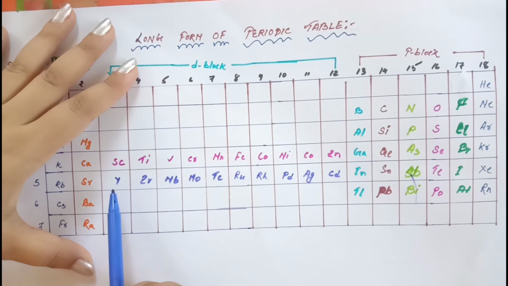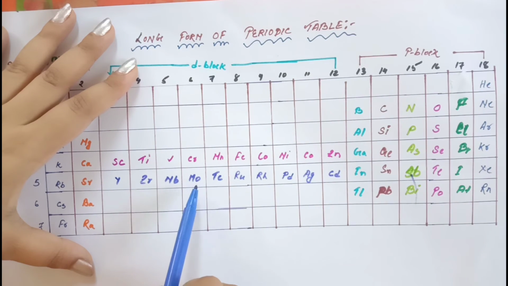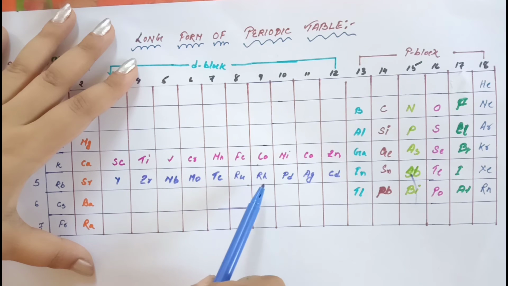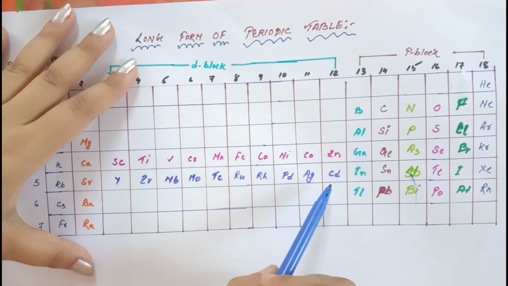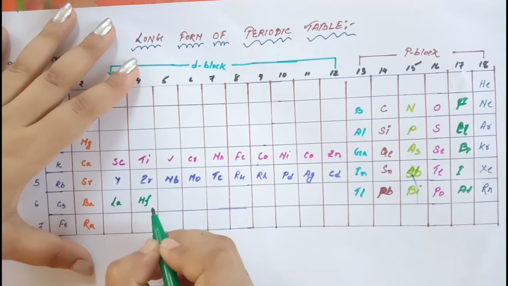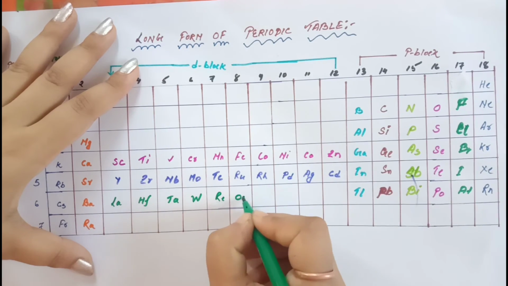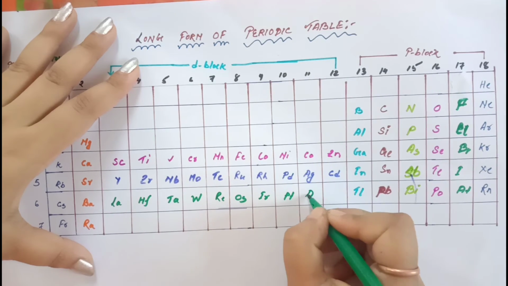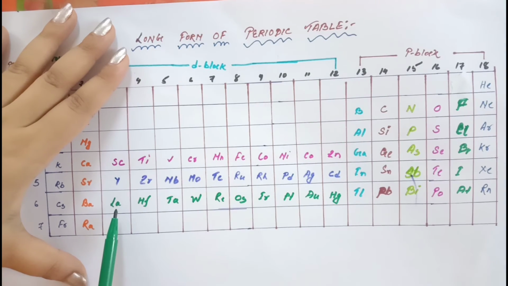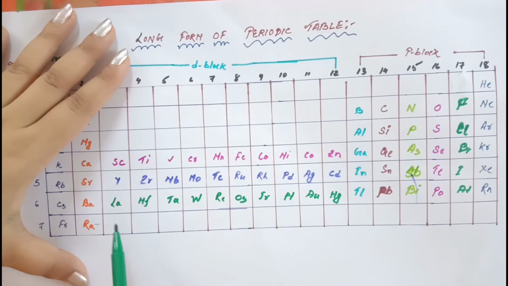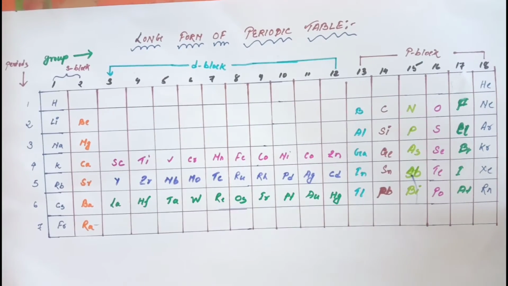Next D block elements are yttrium, zirconium, niobium, molybdenum, technetium, ruthenium, rhodium, palladium, silver and cadmium. Next D block elements, which are 6th period elements: lanthanum, hafnium, tantalum, tungsten, rhenium, osmium, iridium, platinum, gold and mercury. Now see how the atomic numbers are placed in case of all these elements.